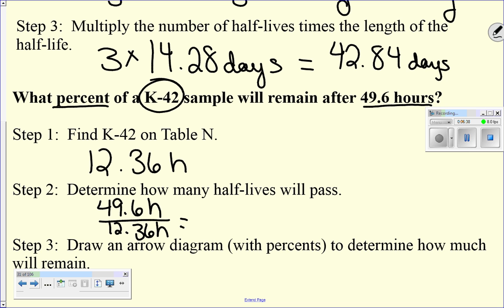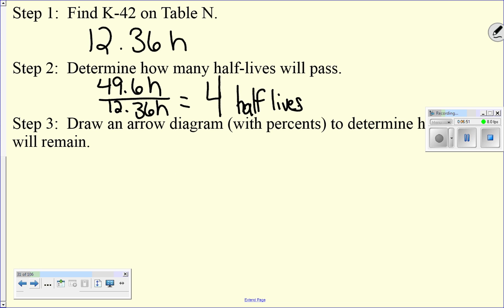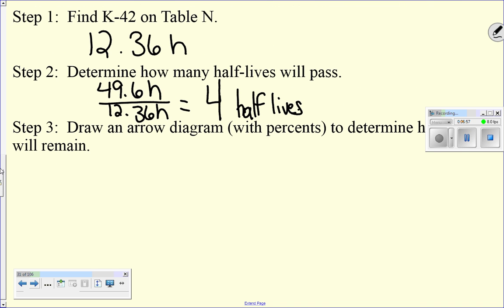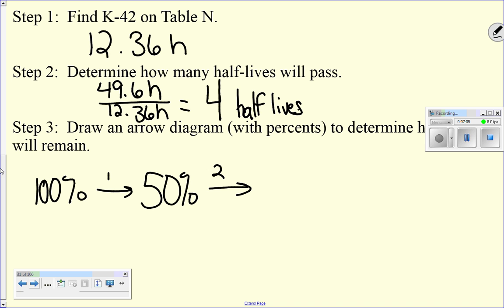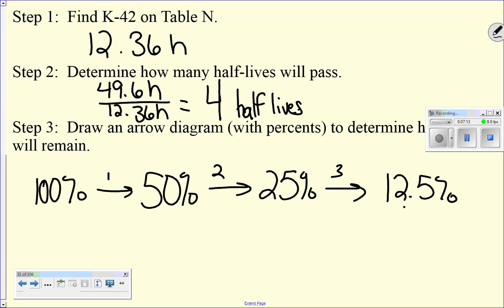So I'm going to divide this to determine my number of half-lives. This comes out very close to 4 half-lives. Next I want to determine what my percentage will be that remains. Keep in mind when we're talking about percent, we're always starting with 100%. And I need to chop this 4 times. My first chop gets me down to 50%. My second chop gets me to 25%. My third chop gets me to 12.5%. And my fourth chop will take me to my answer, which is 6.25%.